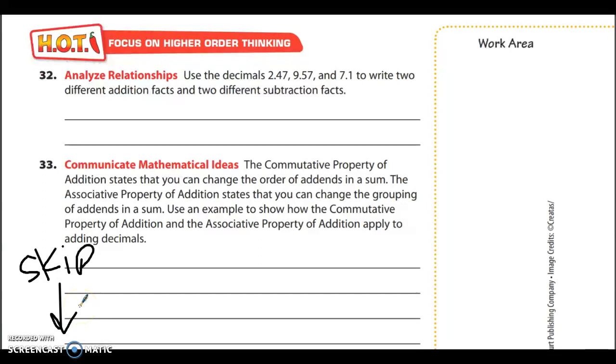Number 32 reads, analyze relationships. Use the decimals 2 and 47 hundredths, 9 and 57 hundredths, and 7 and 1/10 to write 2 different addition facts and 2 different subtraction facts.